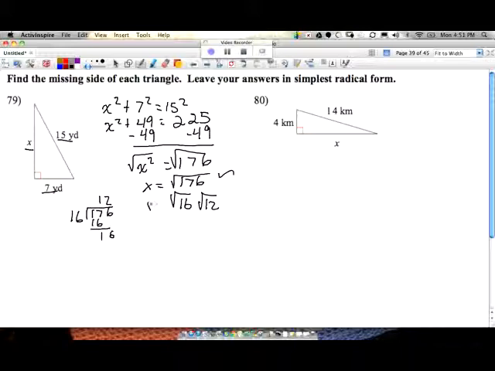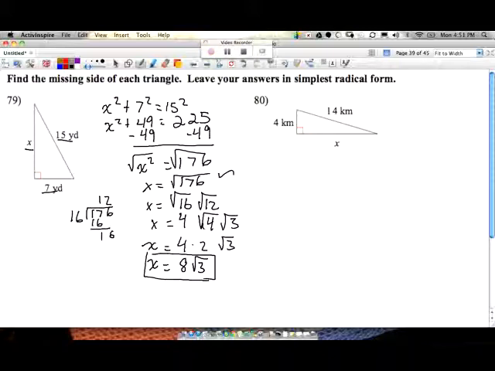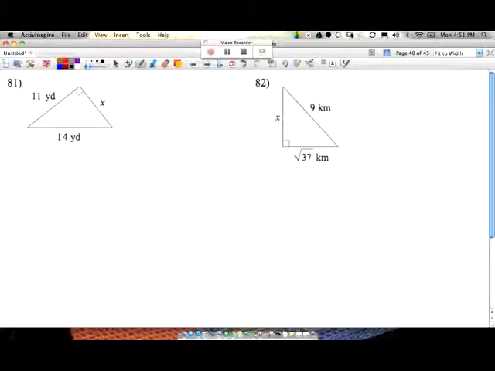Let's go ahead and simplify it. 16 and 11. Square root of 16 is actually 4. 11 I could break down even more, square root of 4 is 2, so this would be 4 times 2 times square root 3, which would be 8 square root 3. So that would be our final answer. That's interesting to see it break down that much. Didn't expect that. Okay, let's keep checking this.